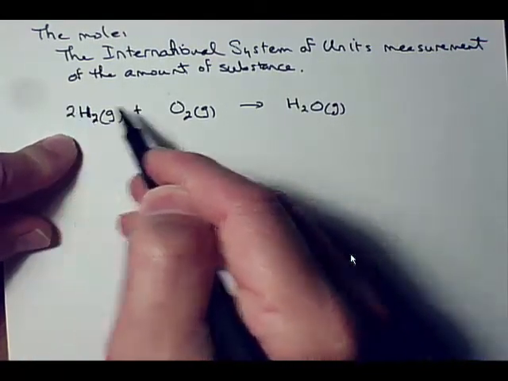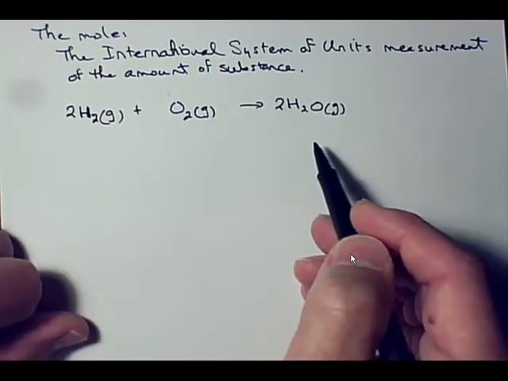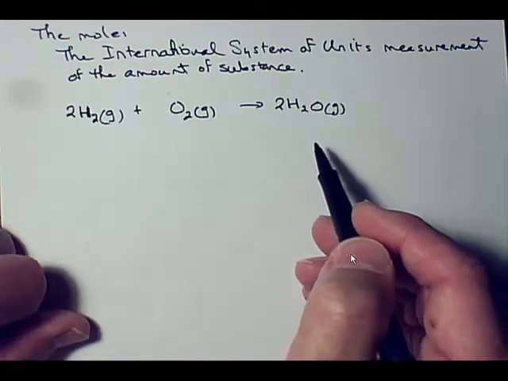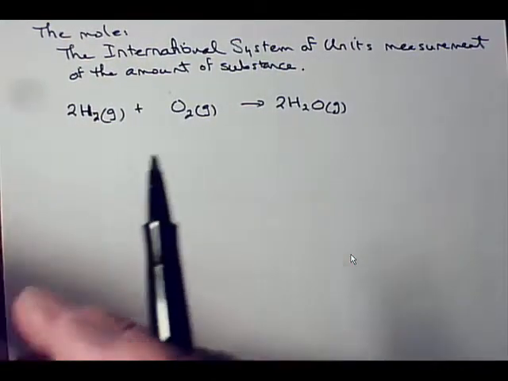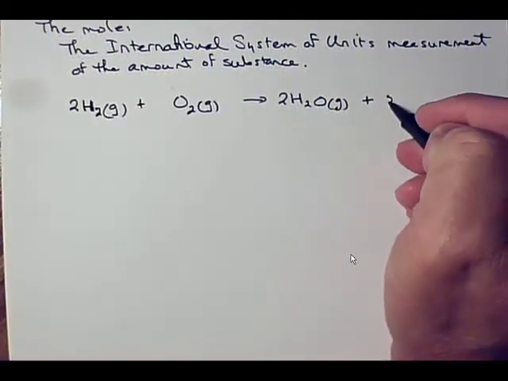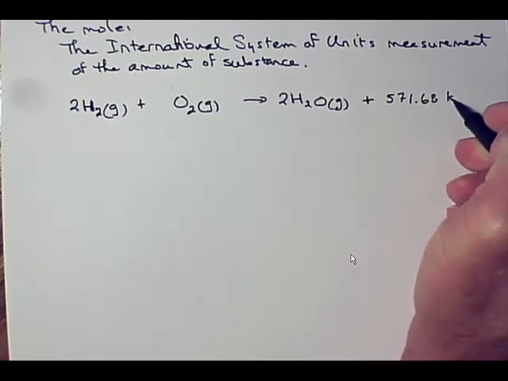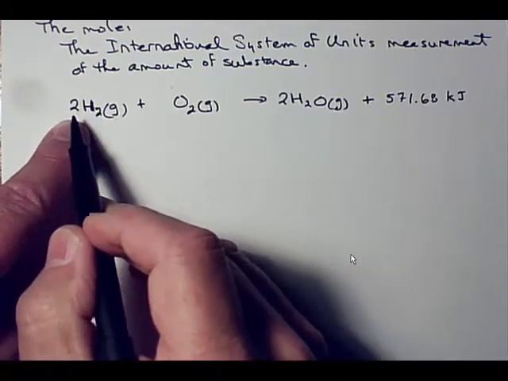And so we'll put a 2 here and a 2 here. And that will give us the equal number of oxygen atoms and hydrogen atoms on both sides of the equation. And that's a balanced equation, okay? But this doesn't tell us what's happening with the energy. If we include energy in the equation, so we get 571.68 kilojoules of energy if I react 2 moles of hydrogen.